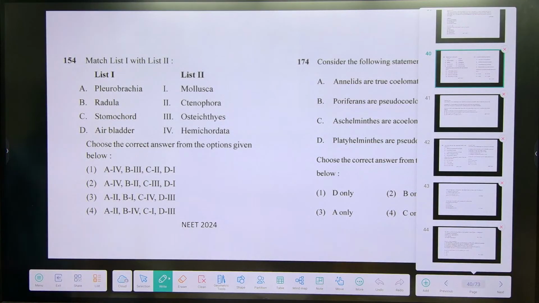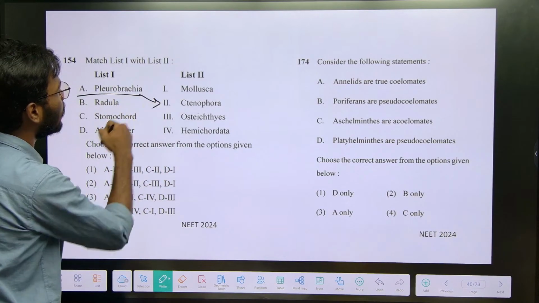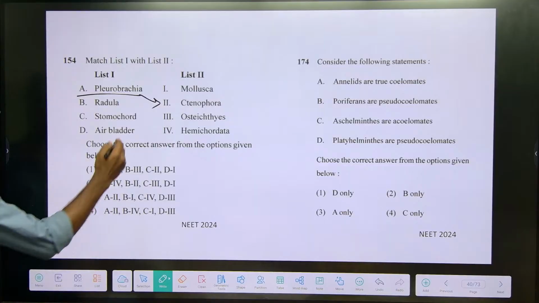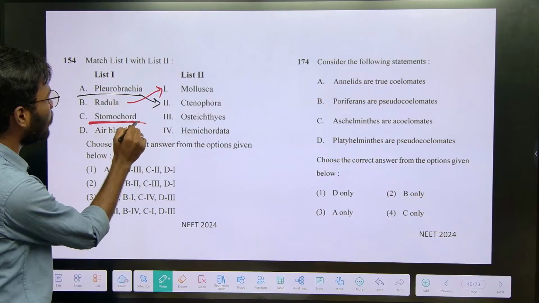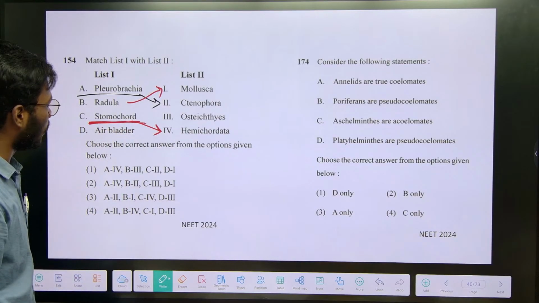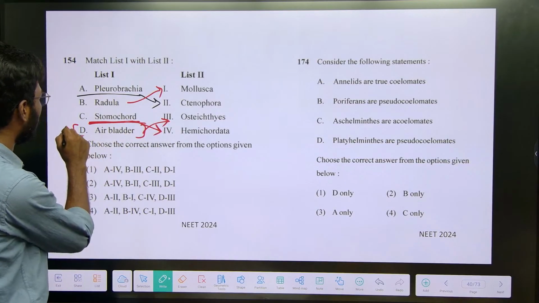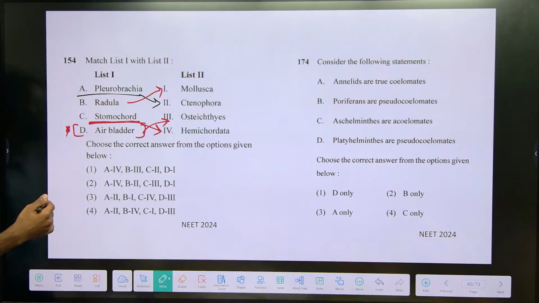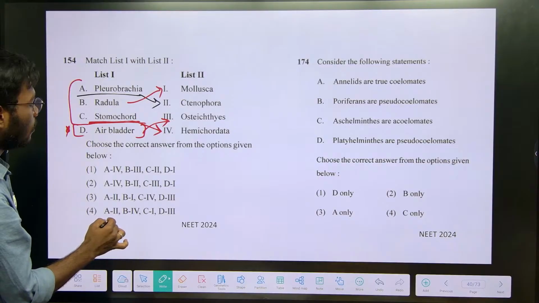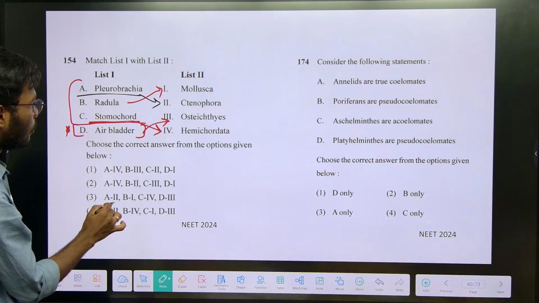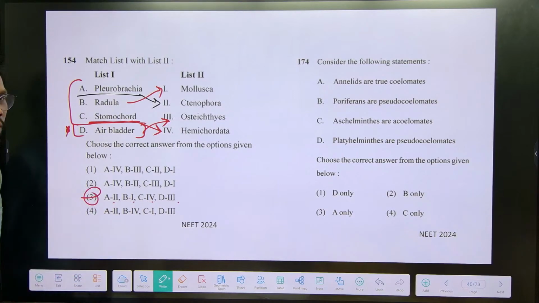Pleurobrachia is what? Ctenophora. This is the only example which is present in Ctenophora. Next, radula. Next, stomochord. It is like notochord but not notochord. It is in Hemichordata. Air bladder is in the next topic, which is Chordata. So with this you can answer A2, B1, C4, D3. So the answer is option 3.